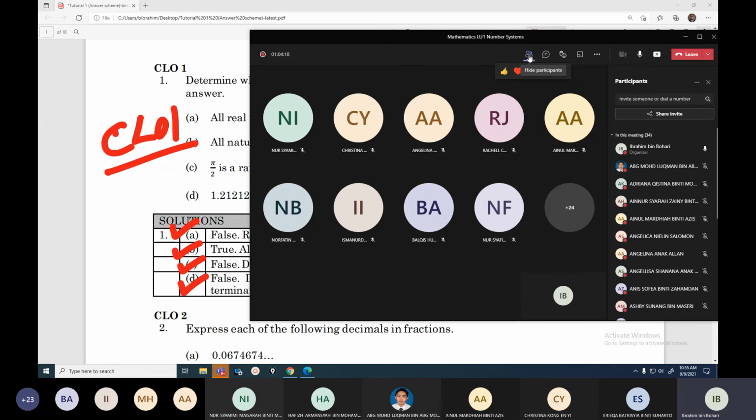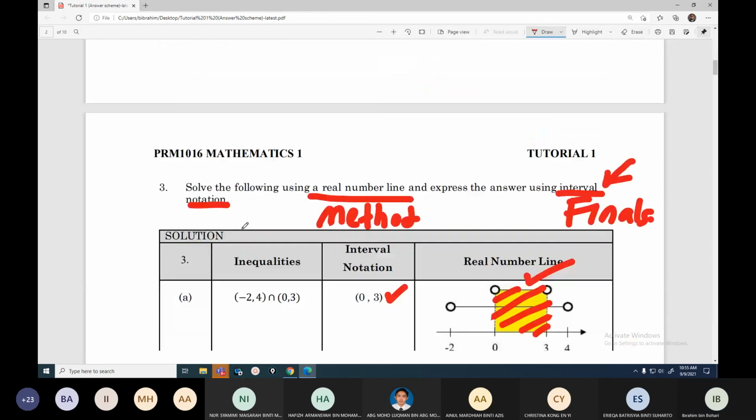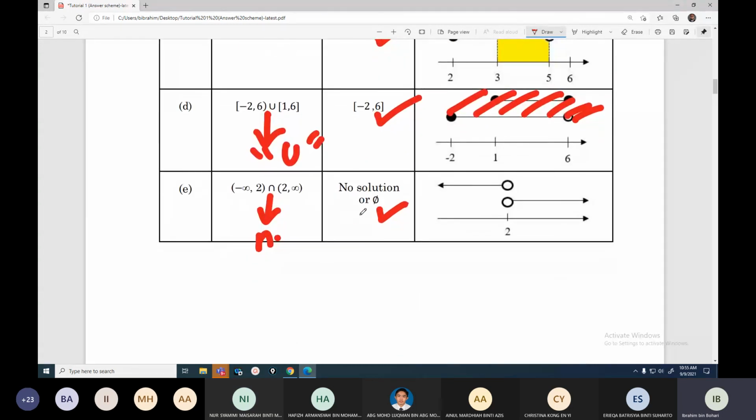Okey, saya ingat tak ada lagi soalan. Okey, kalau tak ada soalan. Ya. I want to ask for question 3E. If I write subset of 2, is it acceptable that I write curly bracket 2 curly bracket? Question 3E? 3E, yeah. Question 3E here, no solution. Or answer you here, you put the null set. You put the no solution, or you put no answer, or you put a null set here. This one dia punya final answer. Okay? Boleh? Thank you, sir.